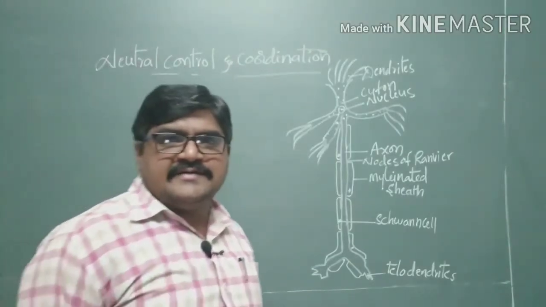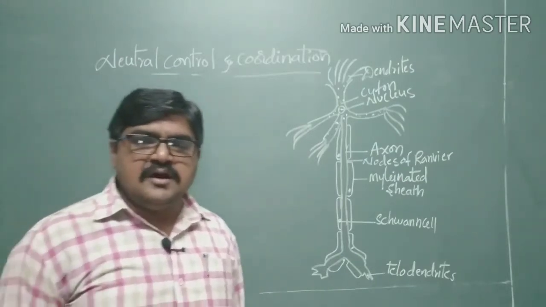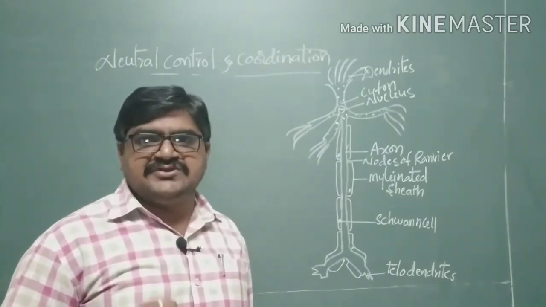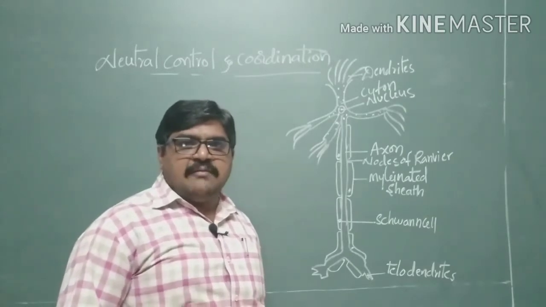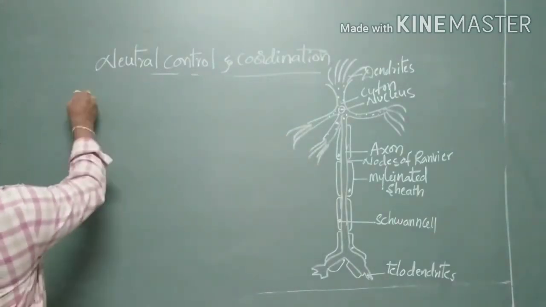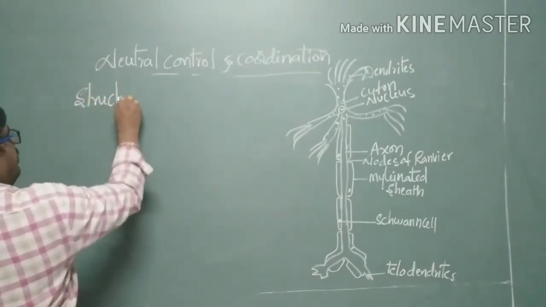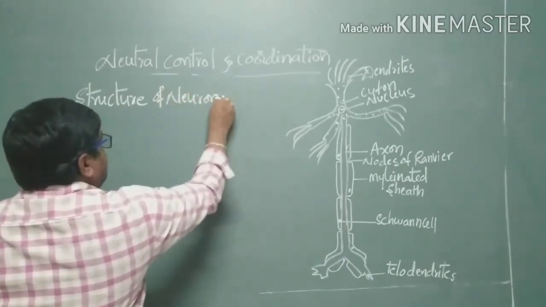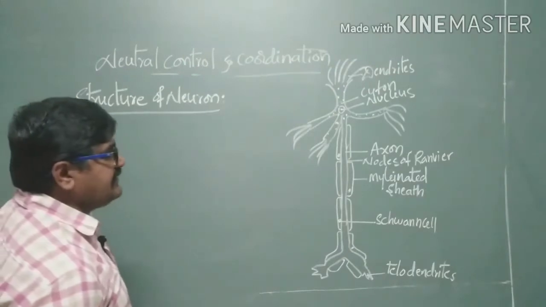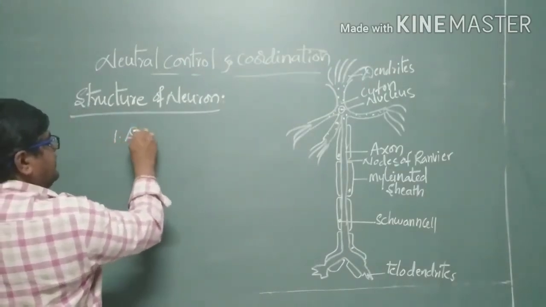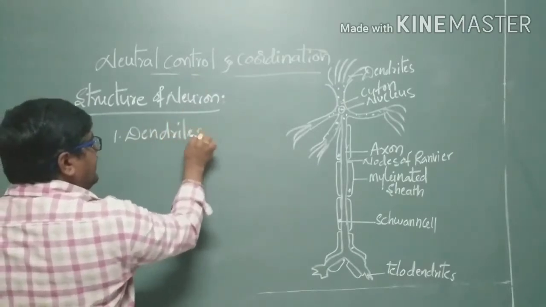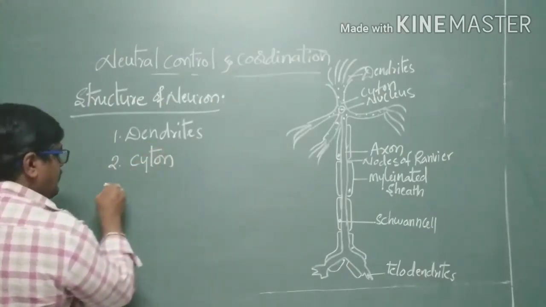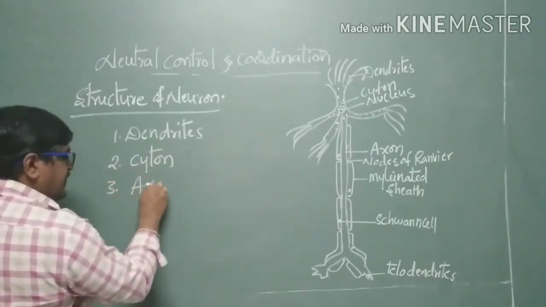Coming to the structure of the neuron, we have already discussed it in the last classes, in nervous tissues. In tissues, we already discussed the structure of a neuron. Here the neuron consists of three parts. The first one is called the dendrites, the second one is called the cyton, and the third one is called the axon.